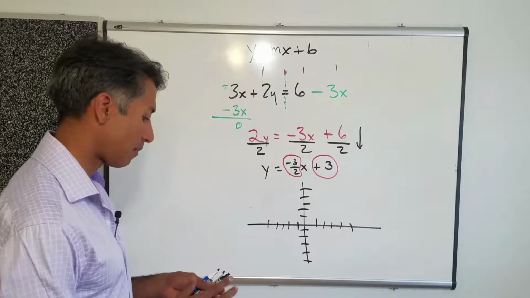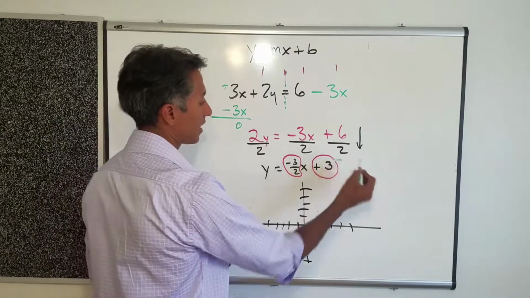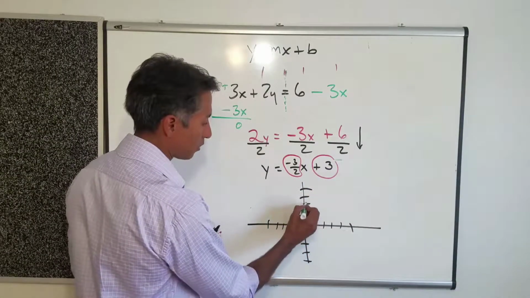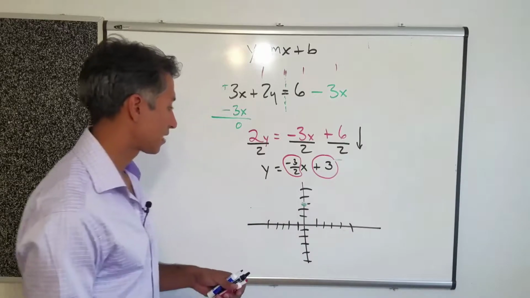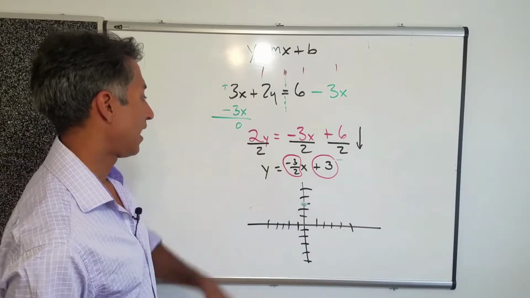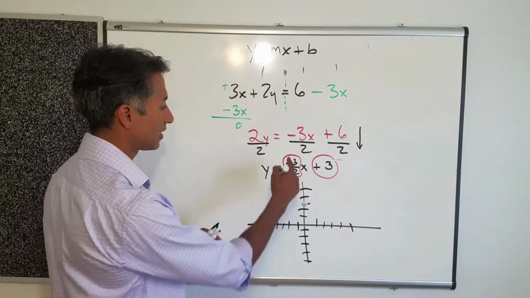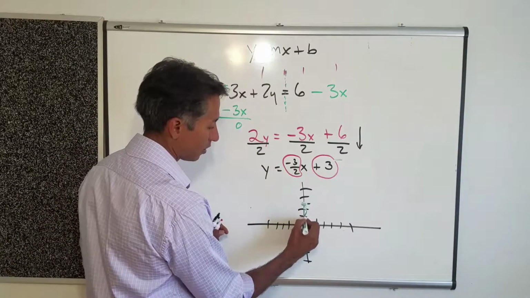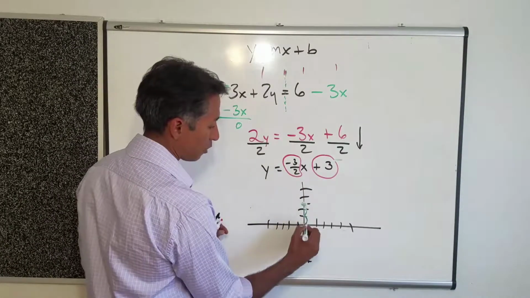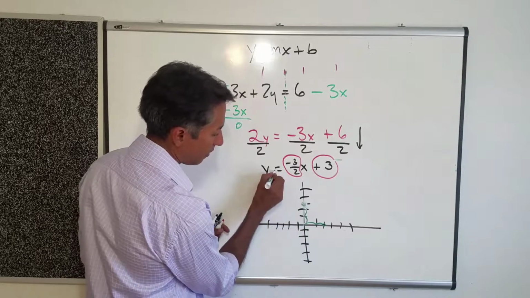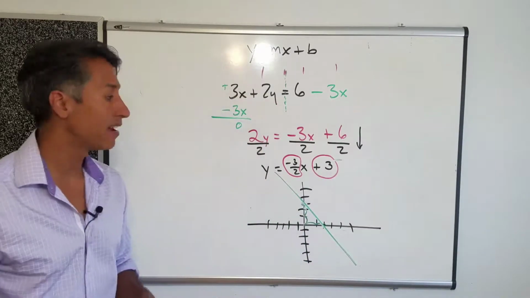Let's see here. My starting point, right, is this guy right here, plus 3, up 1, 2, 3. So I'll make my dot. That's kind of ugly, but that's okay. And then I got to follow my rise and run. So it's a negative 3, so I go down 1, 2, 3, back down to 0, and then over 2, and my line is kind of like that.